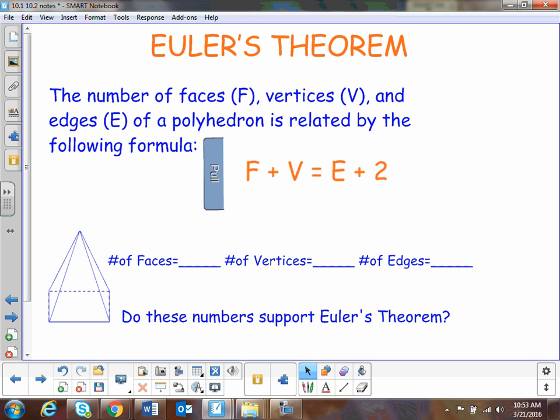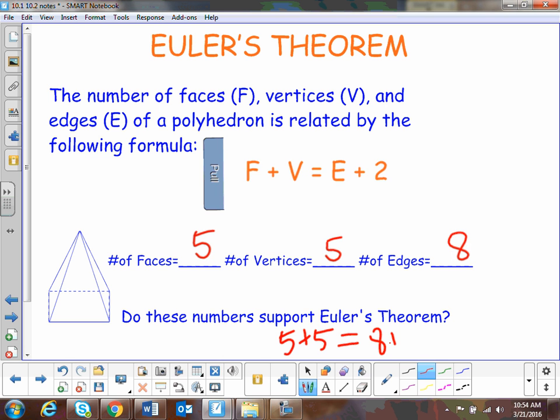So let's see if it works. How many faces are on this polyhedron right here? 5 faces. How many vertices? 5 again. How many edges? 8. Okay, so faces and vertices, 5 plus 5, does that equal 8 plus 2? Yes. Okay, it works for all of those. So I'm going to give you 2 out of the 3 and ask how many faces there are if it has this many vertices and this many edges. Okay? And it could be large, weird, crazy numbers too. Alright.